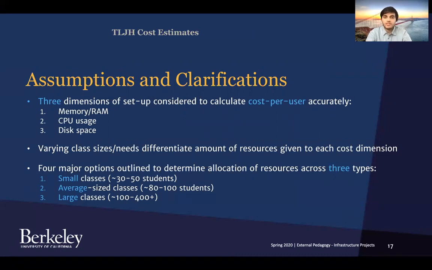Now, each different type of class and class size is going to have different needs, and that differentiates the amount of resources that are given to each one of those different types of cost allocation. And so the 4 major options that we came up with are going to be outlined through these 3 types. So small, which we classify as between 30 to 50 students. Then average size classes are going to be roughly 80 to 100 students. And large classes are going to be anywhere from 100 to 400 or above that.